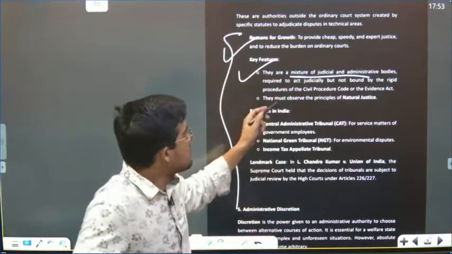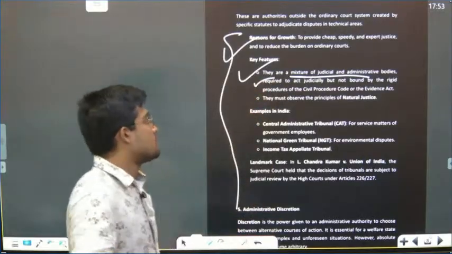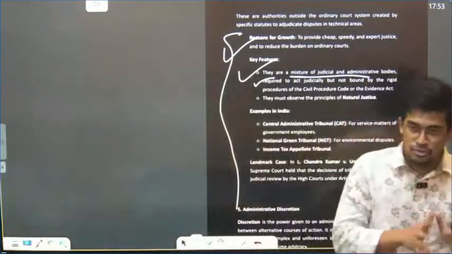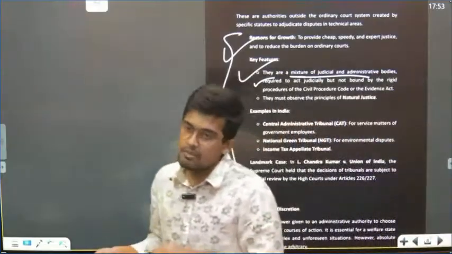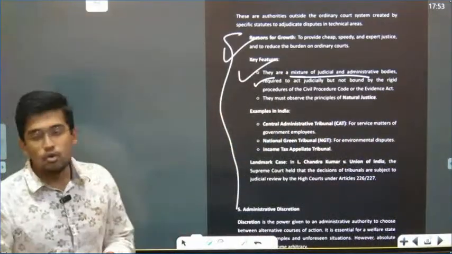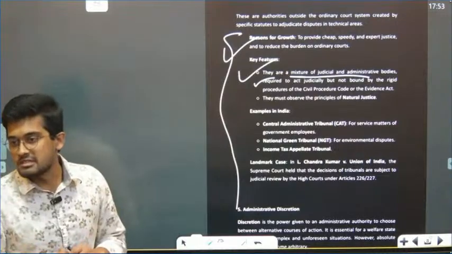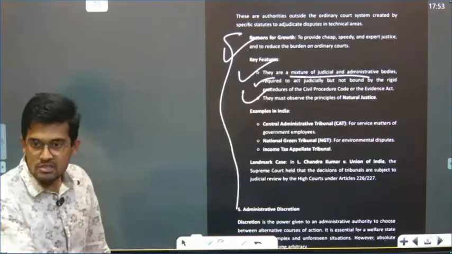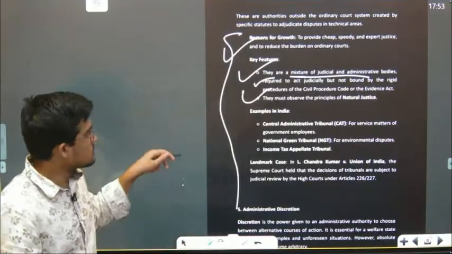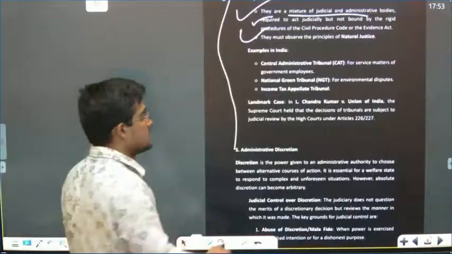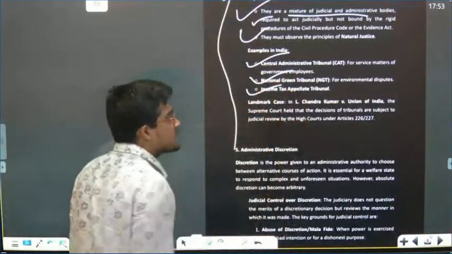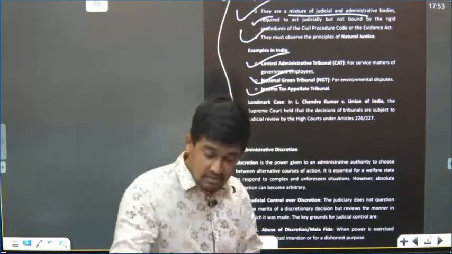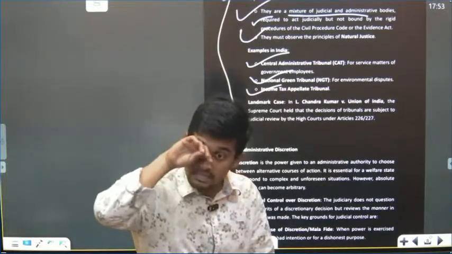Similarly, they are required to act judicially but are not bound by rigid procedure. They are not bound by procedures such as the CPC or CrPC. They are simply bound by the principles of natural justice. That is the only thing. They must observe the principles of natural justice. Understood? There is CAT, NGT, and the Income Tax Appellate Tribunal. In the Income Tax Appellate Tribunal, senior bureaucrats will sit.